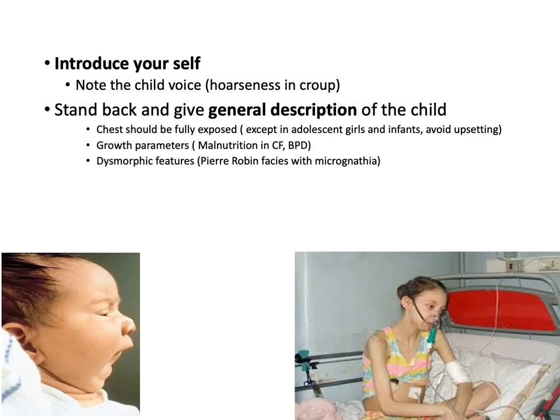And then stand back and give a general description of the child. The chest should be fully exposed except in adolescent girls and infants, to avoid upsetting them. See if there is any sign of malnutrition, which is seen in cases of cystic fibrosis, bronchopulmonary dysplasia, malnutrition, and others. And see if there are dysmorphic features, like what's seen here in micrognathia in a case of Pierre Robin syndrome.